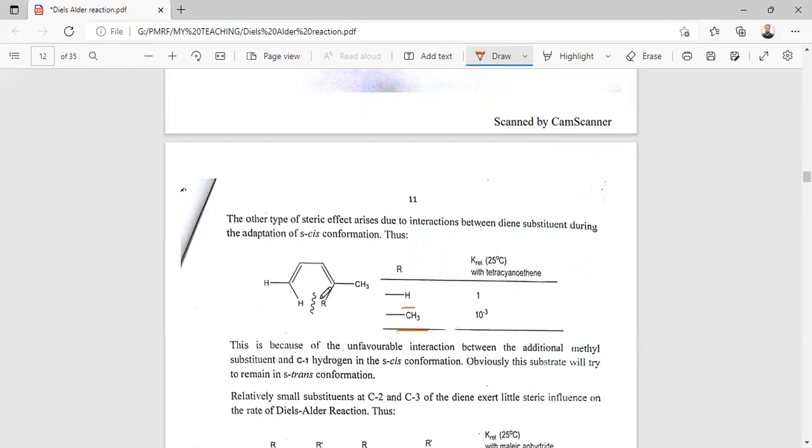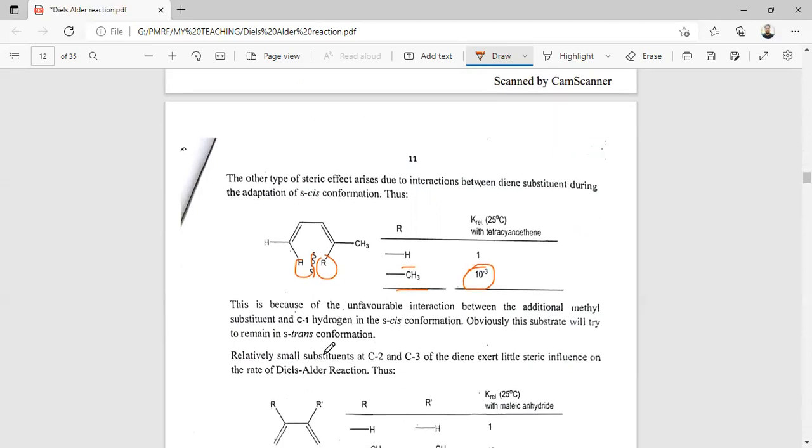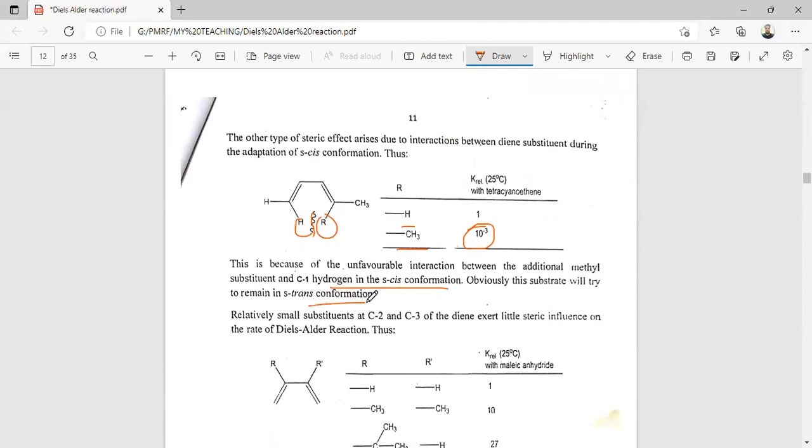So here, when R equals CH3, there is a steric interaction between this H and the CH2 group, so that will disfavor the cis configuration. In that case, the reaction rate is very much low. This is because of the unfavorable interaction between the additional methyl substituent on C1 and hydrogen in the cis configuration. Obviously, this substituent will try to remain in the S-trans configuration. That's why the rate is very much low for this CH2 group.